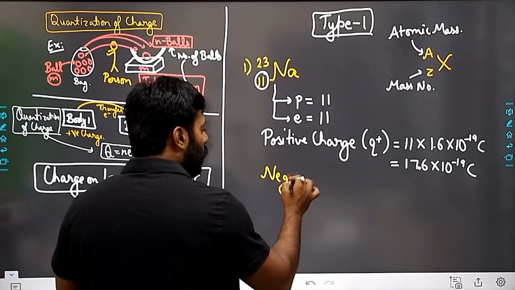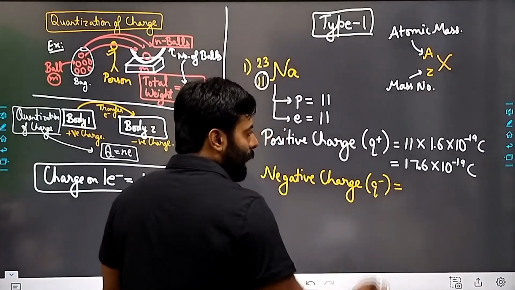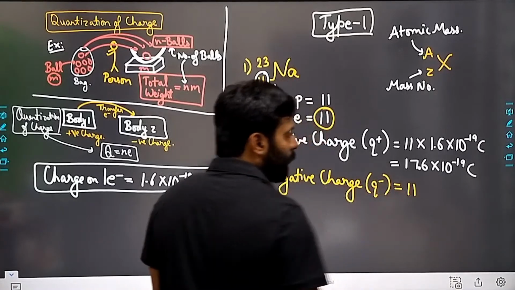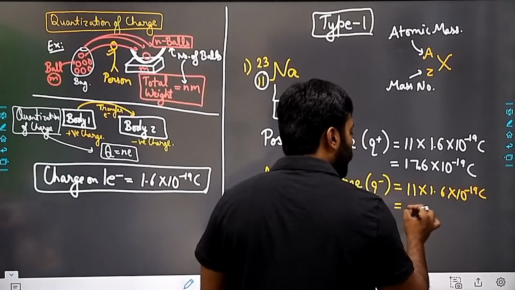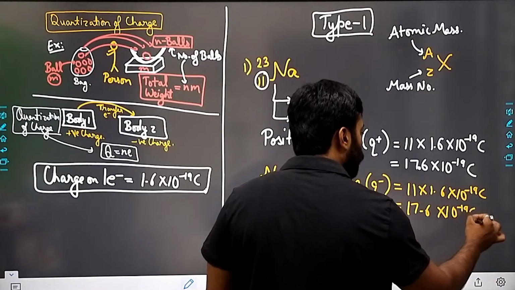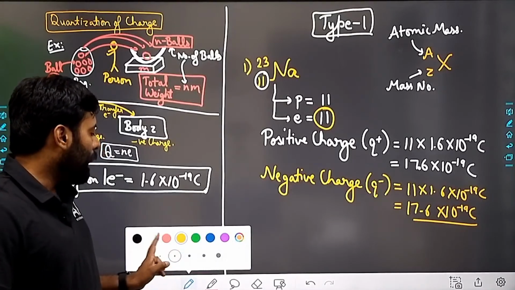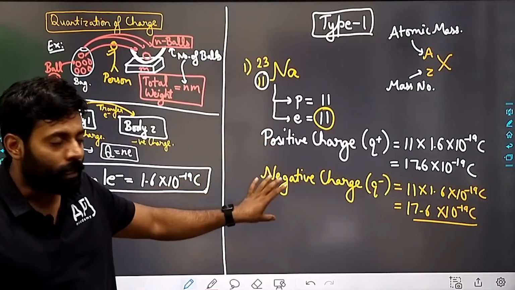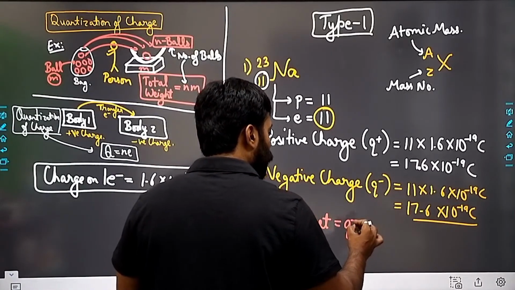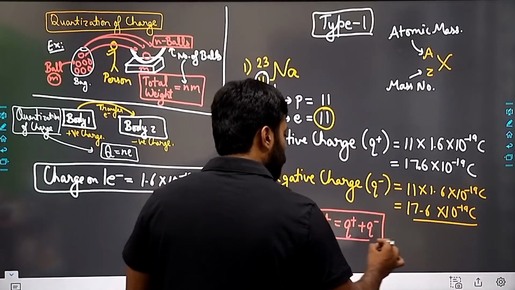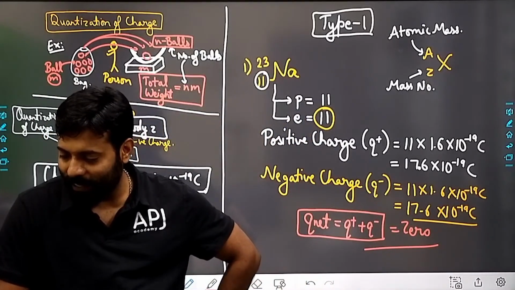Then what will be the negative charge on sodium? It will be Q minus. The negative charge will also be the same. Since there are 11 electrons, it will be 11 into 1.6 into 10 to the power of minus 19 coulomb, which is 17.6 into 10 to the power of minus 19 coulomb. So as you can see, there will be an equal amount of positive and negative charge. So the net charge, Q net, which is Q plus plus Q minus, is equal to 0. And this is what we already know, isn't it?